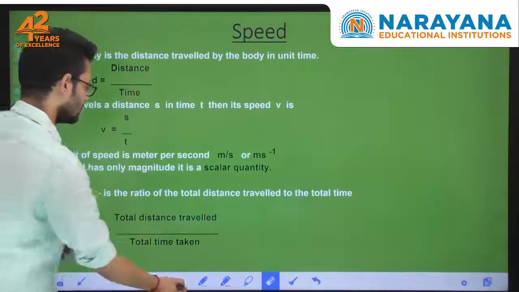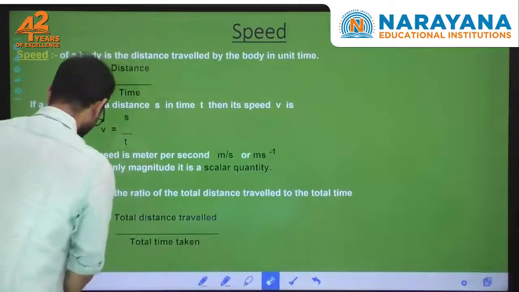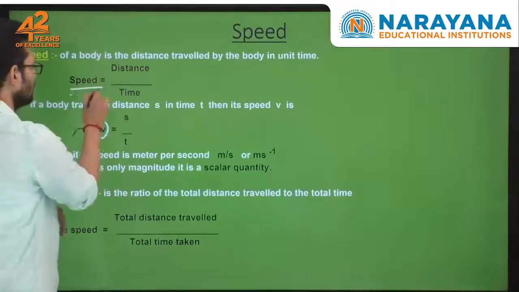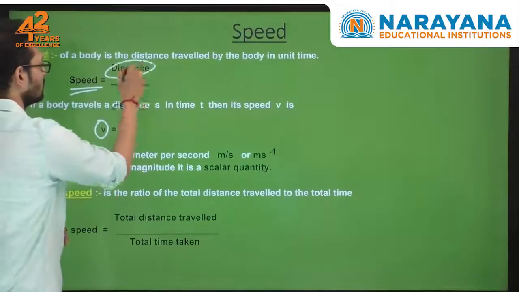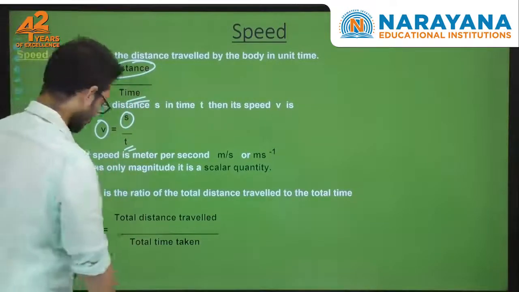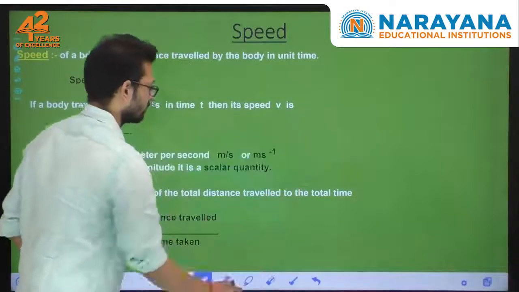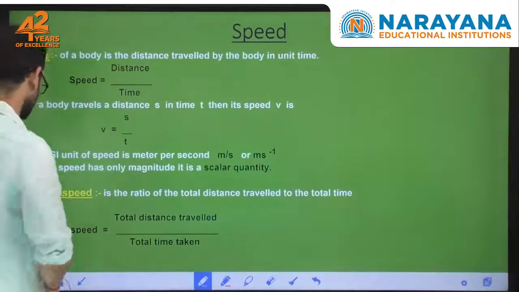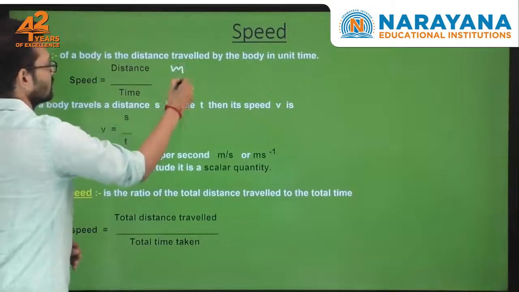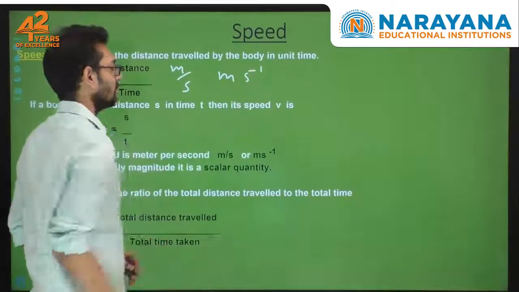Okay, now let us go. How do you represent it? With symbol V for speed, S for distance, T for time. Now this is how you represent it. Next, the SI unit of speed. Distance is measured in meters, time is measured in seconds. So you will represent it as meter per second, m s power minus 1.